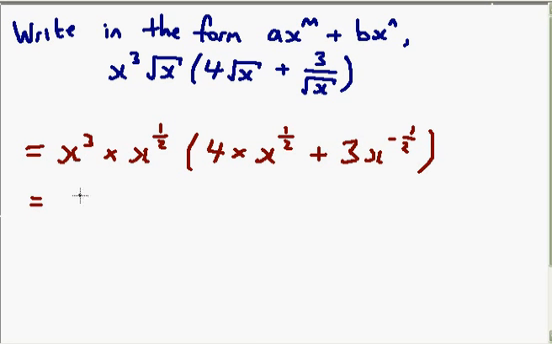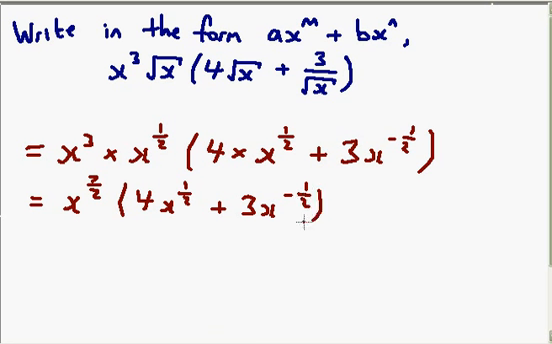So on the outside we've got x cubed times x to the half. Well, that's x to the 7 halves. Okay, because 3 plus a half is 7 halves. Inside we've got 4x to the half plus 3x to the minus a half.